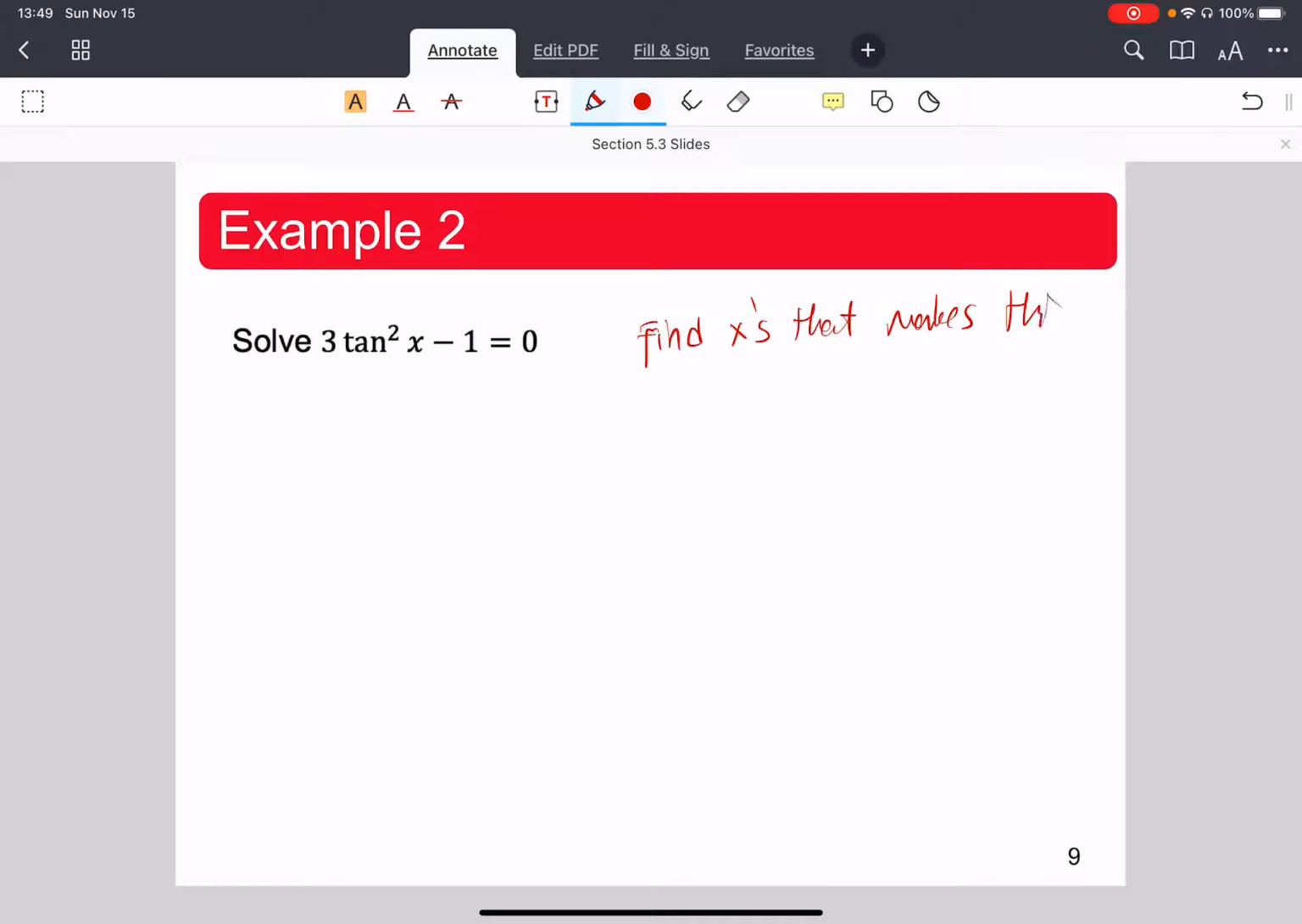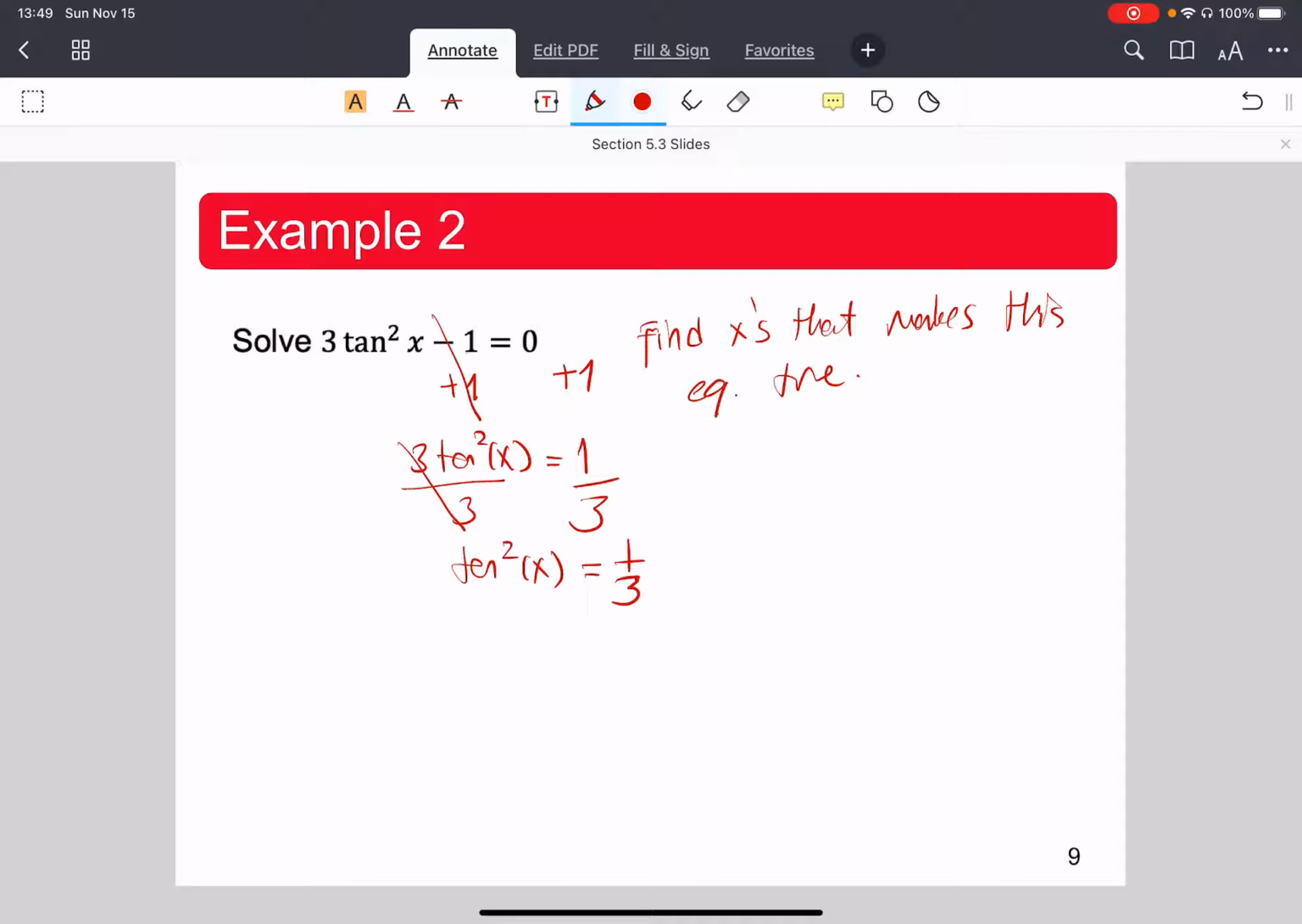All right, so the first thing we're going to do is isolate that tangent function. For that, we need to add 1 to both sides, so it'll be more simplified. So 3 tangent squared x equals 1, right? Because the 1s will cancel out. Then we need to isolate tan, so divide by 3, get rid of that 3. So tangent squared equals 1/3. Okay, great.